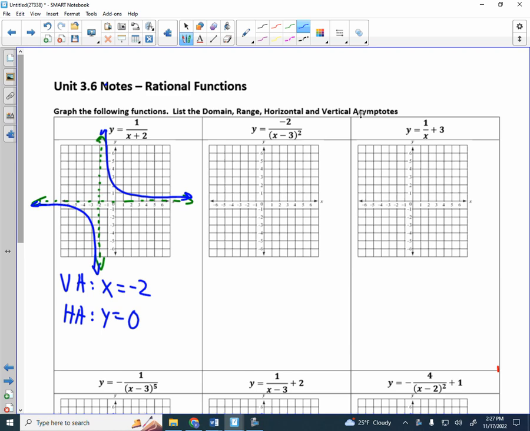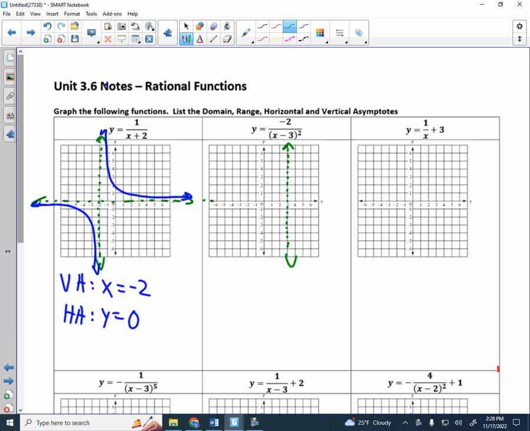Yep. You all good with that? Don't worry about domain and range. We'll skip that. For the next one, how is that different? Yeah, what is it? What's going to happen when you square it? It's going to switch corners. Yeah, they're going to be both above or both below. Or these could be both up or they could be both down. Because of the negative, that's going to create that vertical flip.